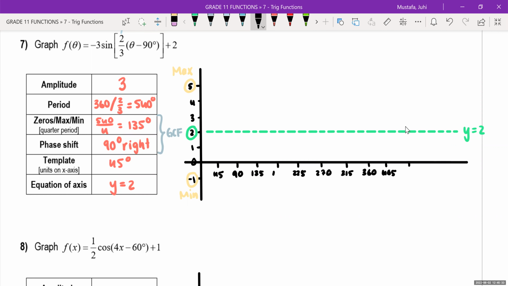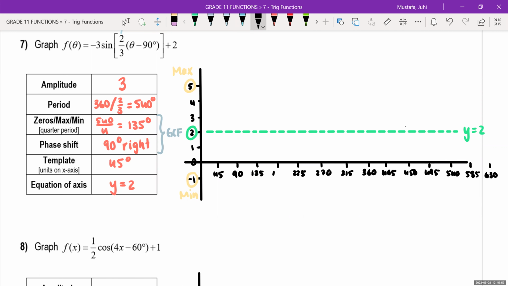405, 450, 495, 540, but I'm not going to stop at 540. I'm just going to keep going a little bit more. 585, 630. Let's stop there.